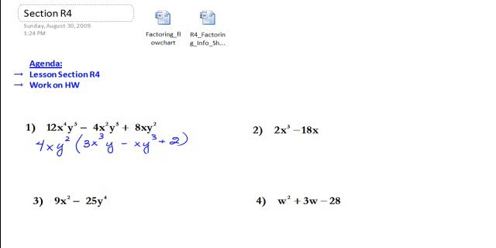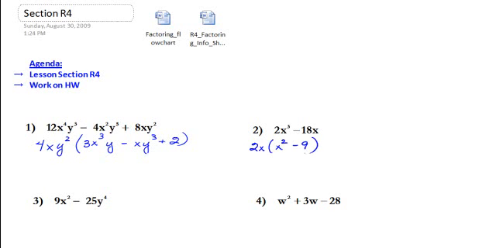Okay, on to example 2. Same idea. First step, do you have a greatest common factor? So why don't you go ahead, write down the problem, and then try to factor out the greatest common factor. Okay, your greatest common factor is a 2x, which leaves you an x squared minus 9.